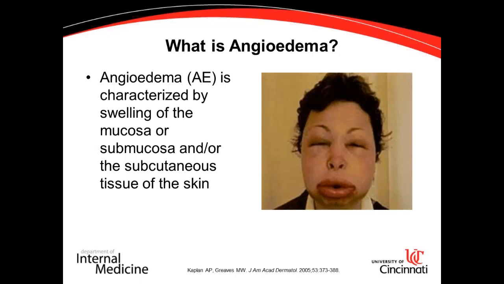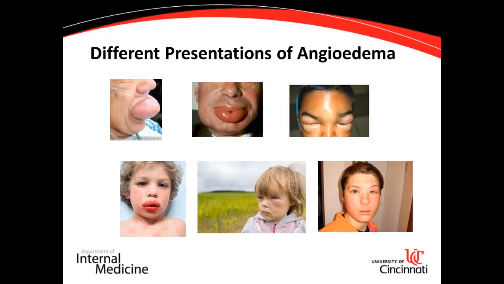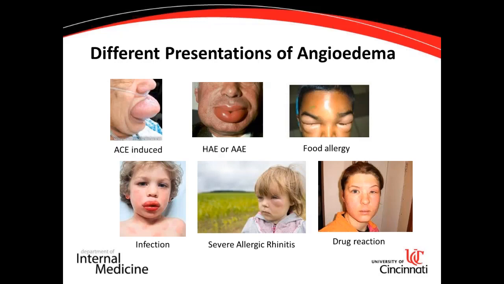It's characterized by swelling of the mucosa or submucosa and/or the subcutaneous tissue of the skin. You can see in this picture one with significant swelling of her face, her eyes, her lips, and this is quite prominent. But as you can see from this picture, there are many different presentations of angioedema, and not all of them have the same cause. Many different underlying causes can lead to swelling, so it's important for the health professional to recognize this.